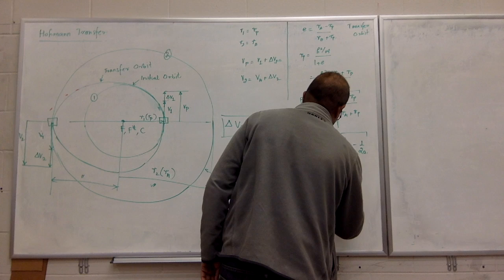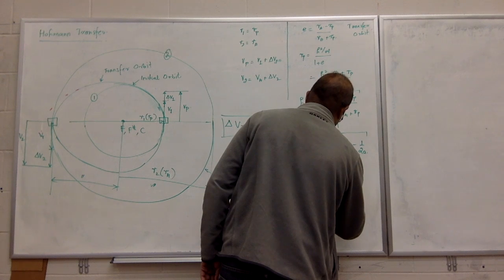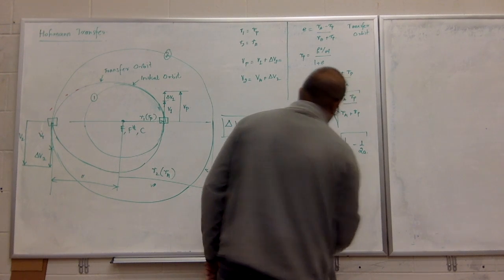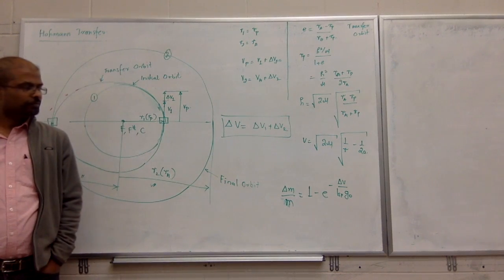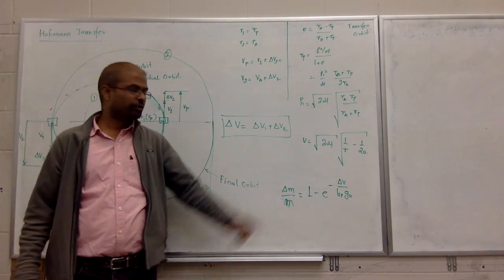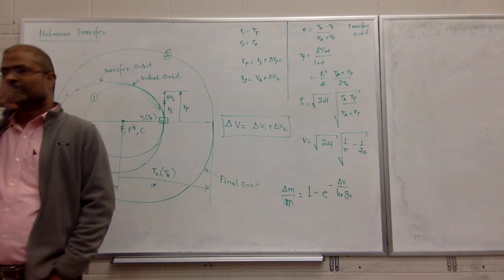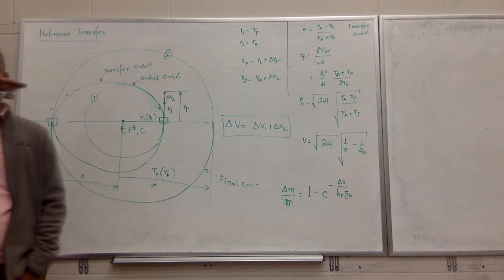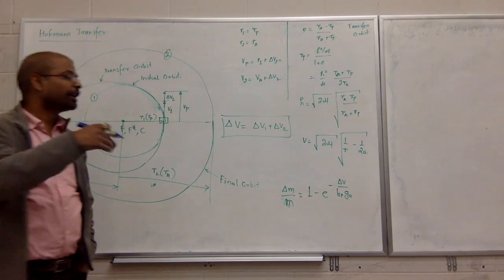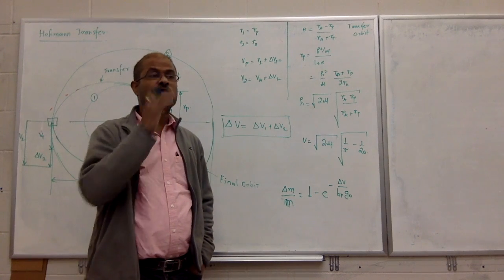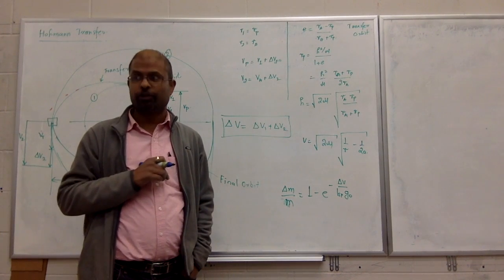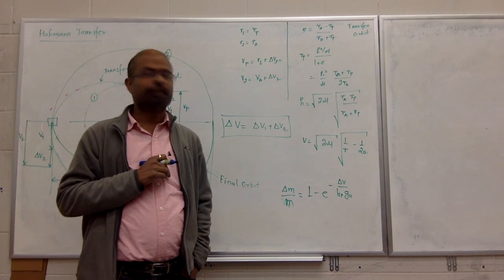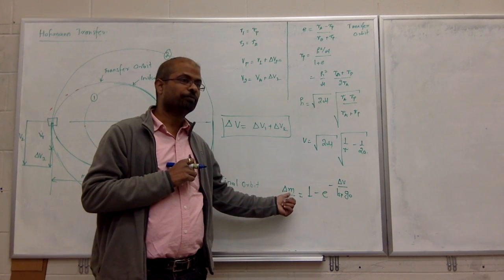Try to understand when I say it's a function of. What is it a function of? I'm not asking you the expression. Delta M is what? Is a function of what? Rate of fuel consumption. Delta M is rate of fuel consumption. What is it a function of? Delta V. Delta M is rate of fuel consumption here. Okay? You got it?